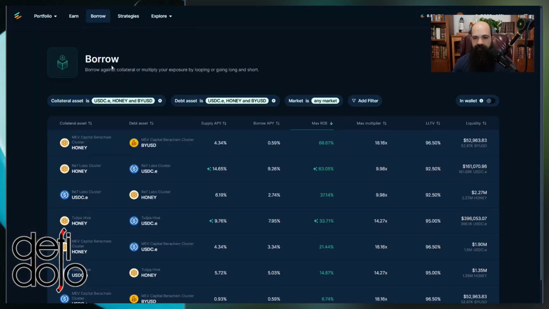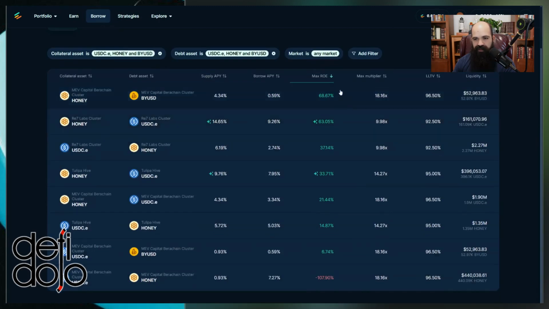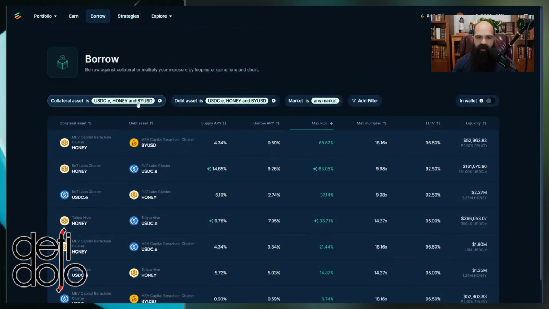So Euler, they make it super simple. You just go to borrow and they'll tell you what the max leveraged APR will be. So I go to Euler. This is Berachain because they just announced they have a big incentive package. I forgot how big it was, but it's large. It's all in Bera, so I like that. You collect it on Merkle.